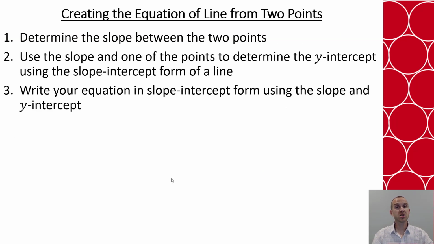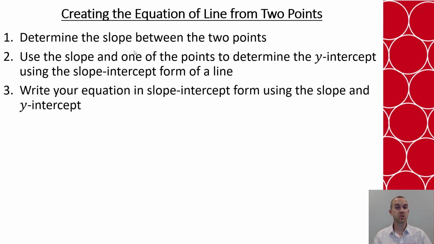Now, if I want to actually graph a line with 2 points, I start with that slope. Then I'm going to take my slope and either of the 2 points to determine the y-intercept using the slope-intercept form of a line.